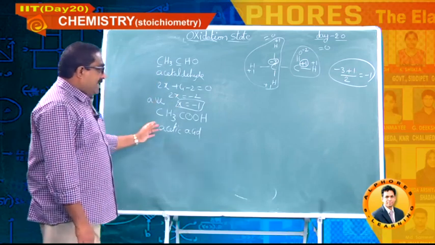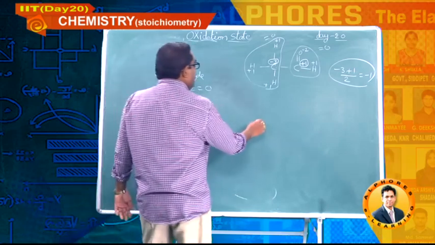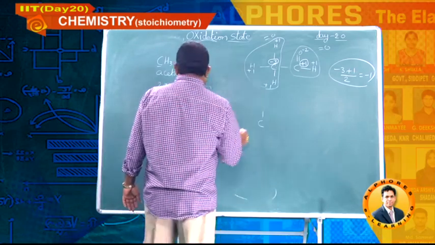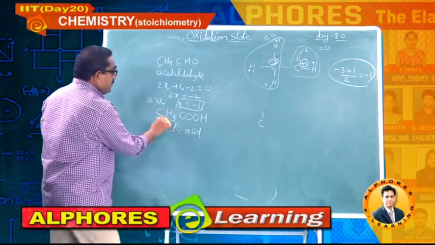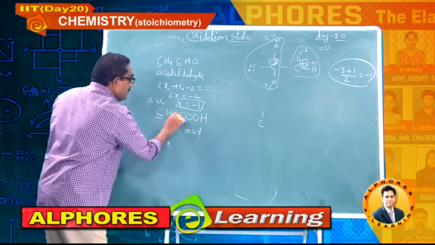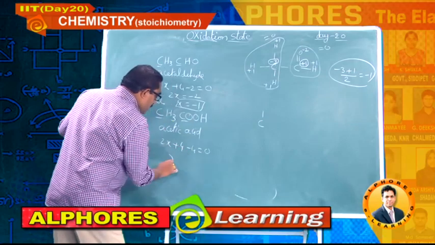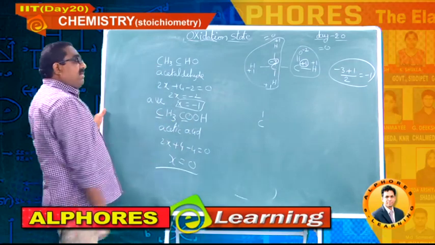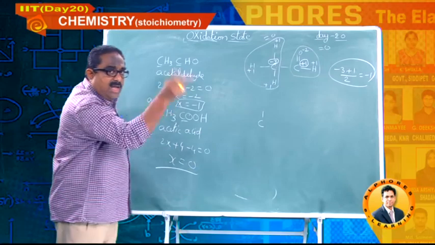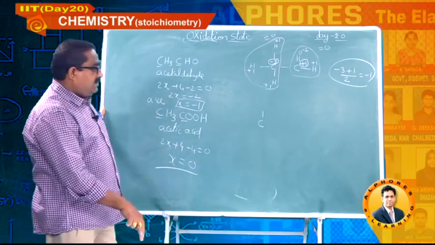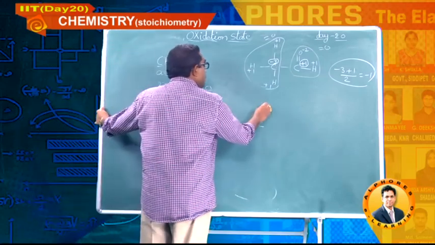Similarly for acetic acid. Let me do the average first. 2 carbons, 2x, 4 hydrogens, 2 oxygens, so x equals 0. So the average oxidation state of both the carbons is 0. That is the average. Now let's go for individual, in a similar way.